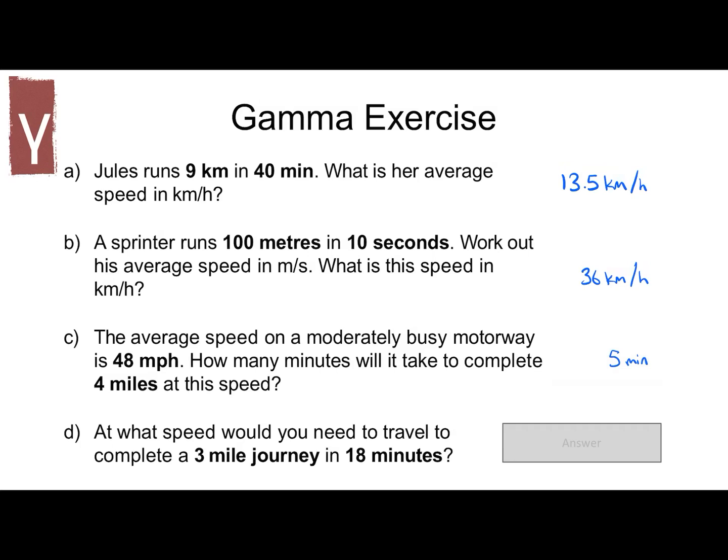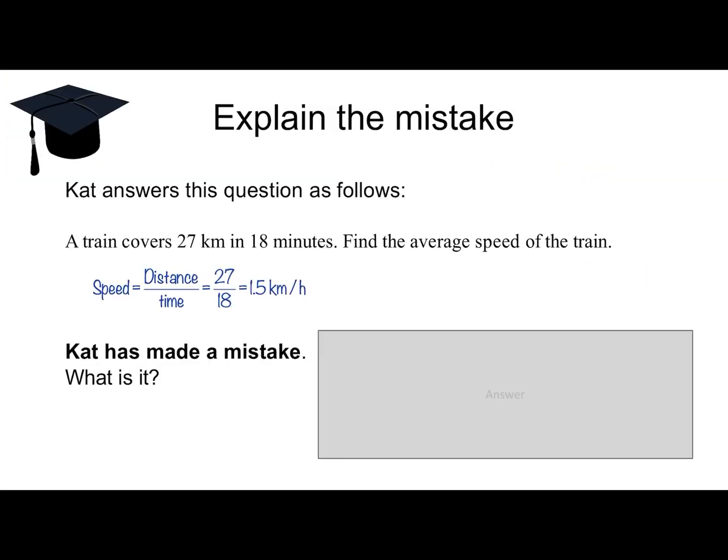Okay, 18 minutes. What speed would you need to travel to complete a 3-mile journey in 18 minutes? 18 minutes is 18 divided by 60. That's 0.3 of an hour. So 3 divided by 0.3 equals 10 miles per hour. Okay, make sure you're doing that correctly.